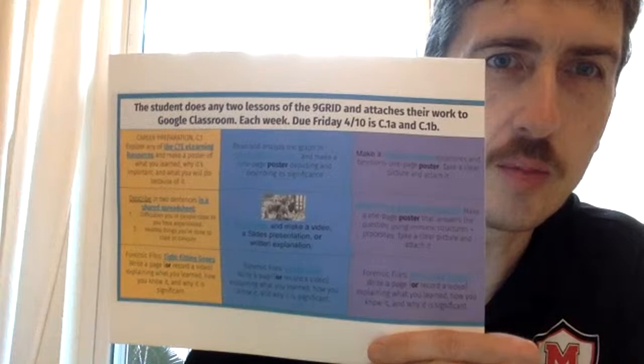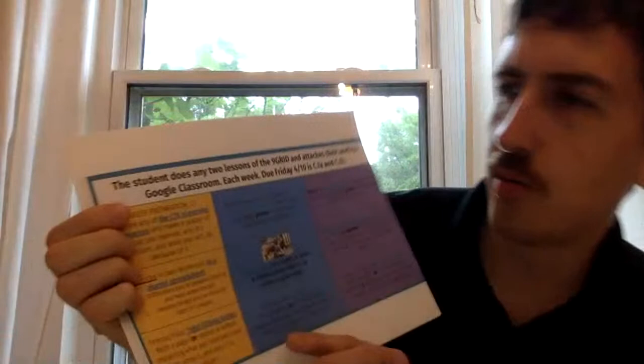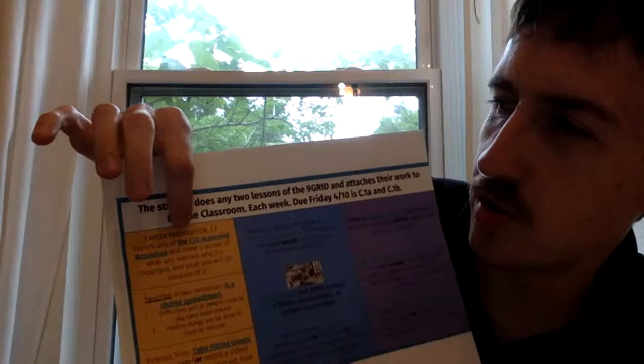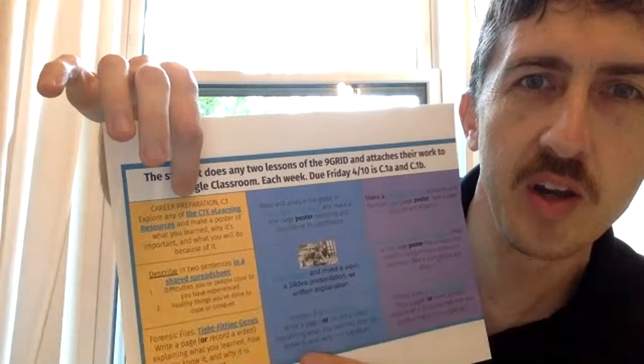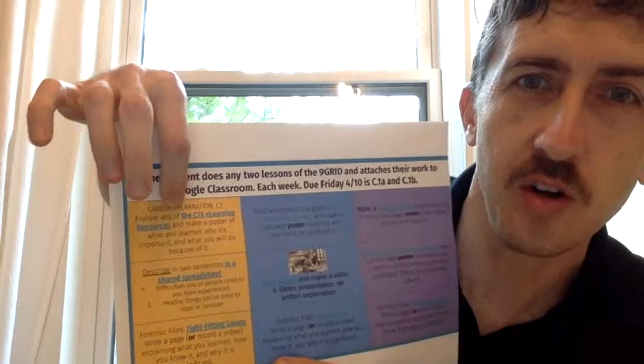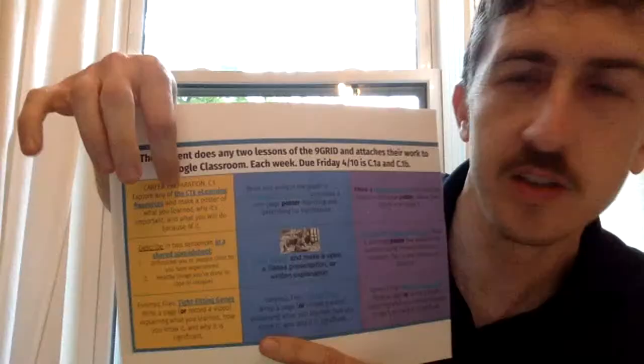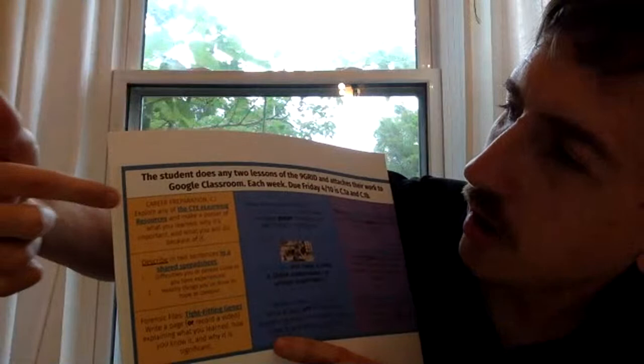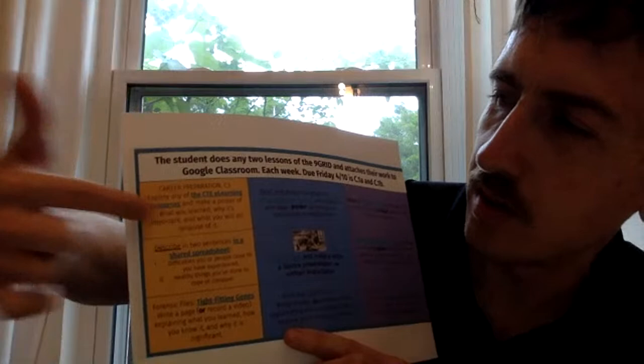So I'm just going to run through real quick. This one's CTE, e-learning resources, so you explore any of those. This is basic career preparation. So if you still don't know your career, if you do know your career, then focus on what you know you want to do and explore it and concentrate on that. And you're going to turn in a poster of what you learned. And it says all you need right here.